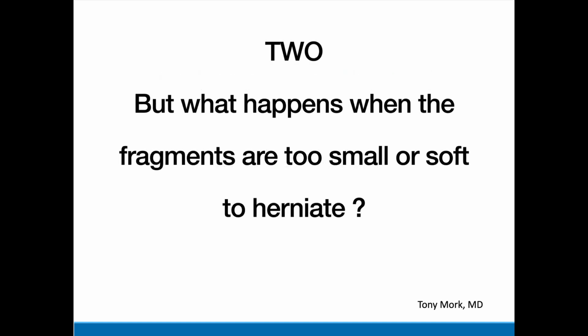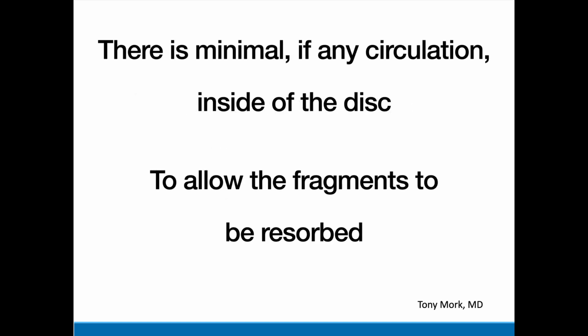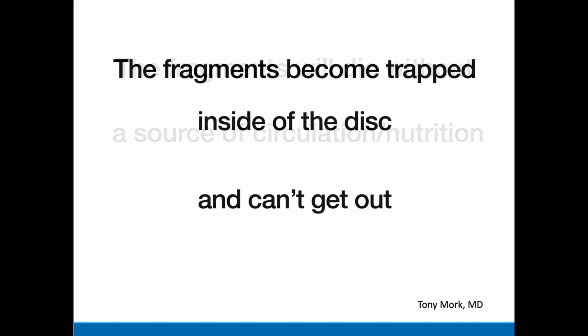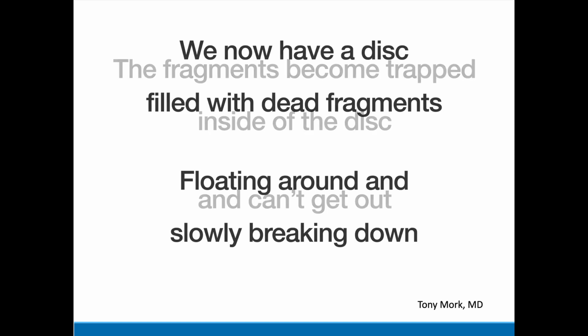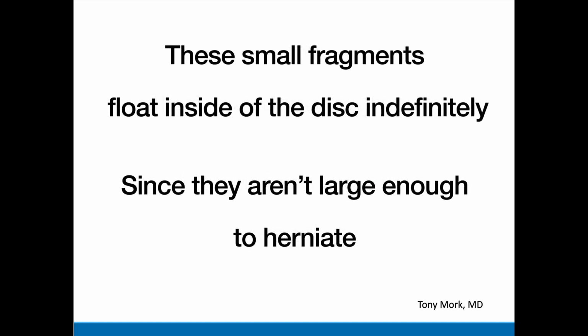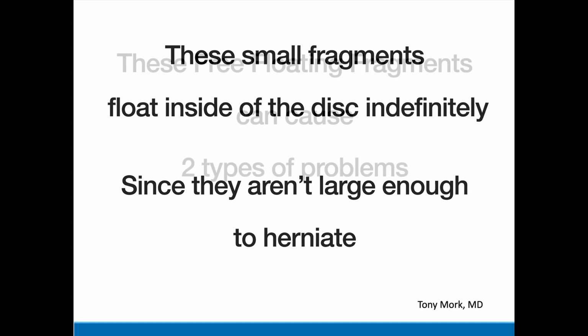Two, what happens when the fragments are too small or soft to herniate? There is minimal, if any, circulation inside the disc to allow the fragments to be resorbed. These fragments will die without a source of circulation or nutrition. These fragments become trapped inside the disc and can't get out. Now we have a disc filled with dead fragments floating around and slowly breaking down. These small fragments float inside the disc indefinitely, since they aren't large enough to herniate.